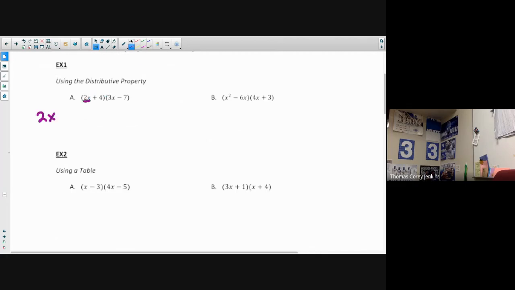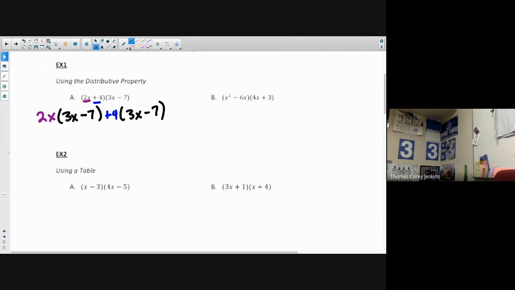times all of the next binomial, so times 3x minus 7. And we know how to work that out. We've done that several times, but this is going to be your new part. You also have to distribute the plus 4 times the 3x minus 7. You don't necessarily have to write it out this way. You might just remember that I'm taking 2x times these, and then I'm taking plus 4 times these, okay?